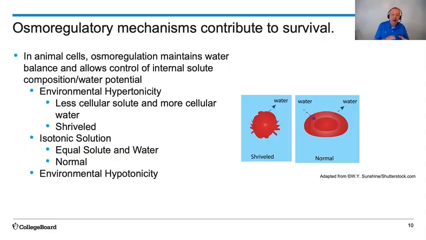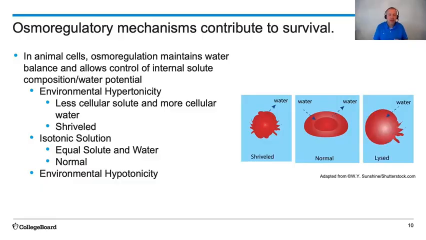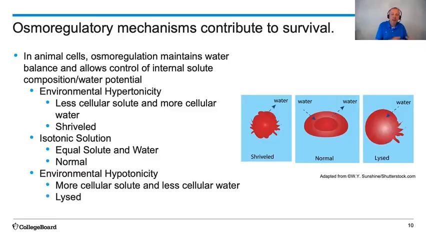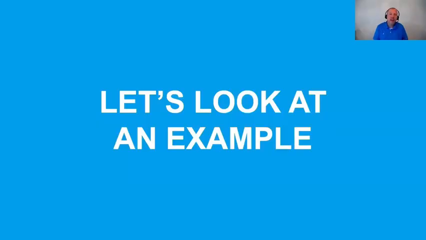During environmental hypotonicity, there is more cellular solute and less cellular water, which is an issue for an animal cell because the animal cell could lyse, which basically means it would burst. So let's take a look at an example.